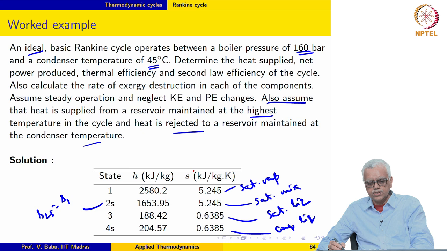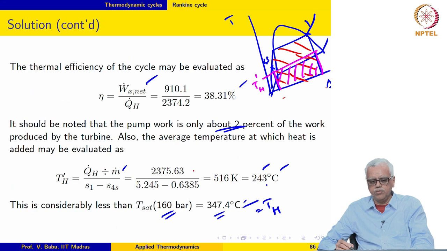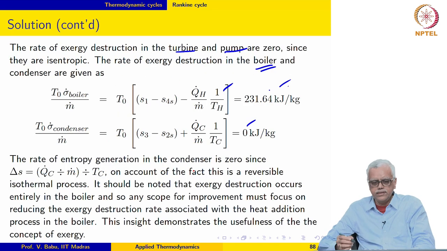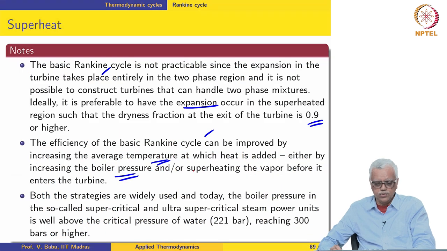So, in this sequence of progressive examples that we are going to look at, we will keep the boiler pressure and condenser pressure the same, and evaluate what superheat does to the cycle.